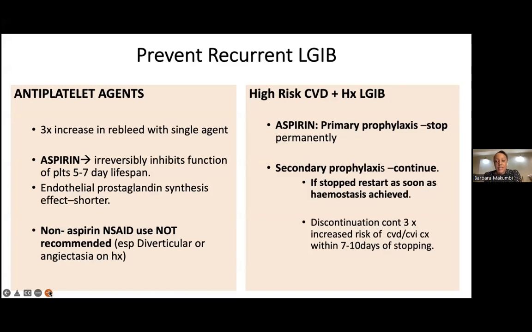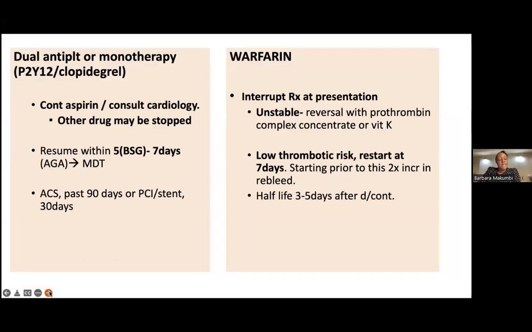The problem is discontinuation of the aspirin makes the patient 3 times at an increased risk of your cardiovascular complications, your coronary artery disease, and strokes within 7 to 10 days of stopping this. In terms of non-aspirin NSAIDs, we don't use them. We don't recommend them in any of these patients.